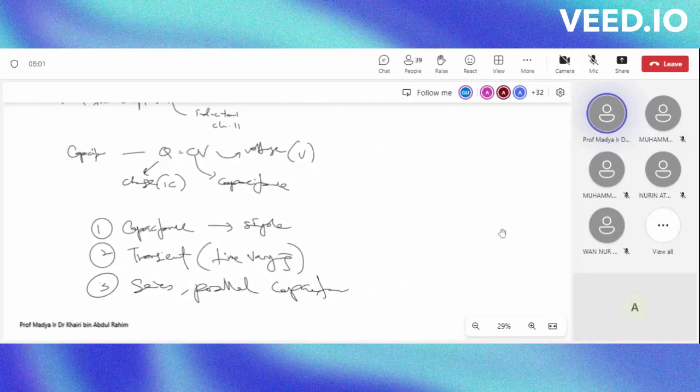Of course, I'm not going to go into details on the mathematics behind it. At least you know what a capacitor is and how it is being used in a circuit, right? Okay, so that's as an introduction to the capacitor.